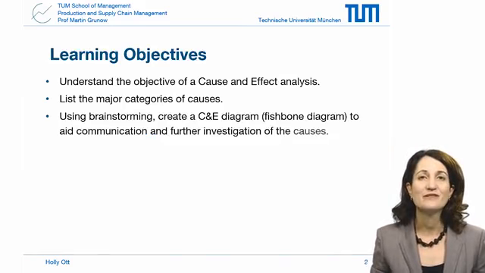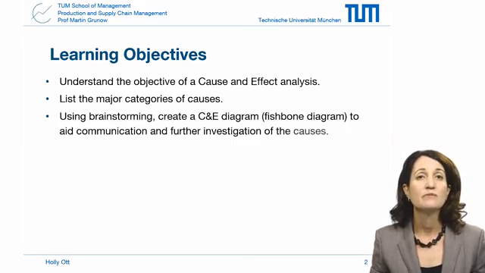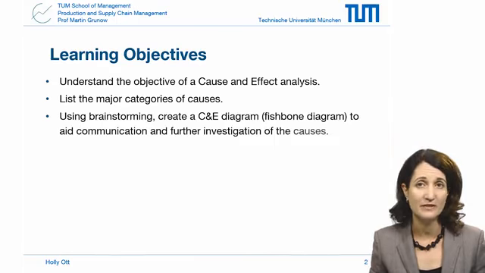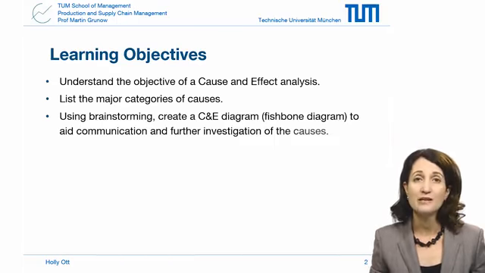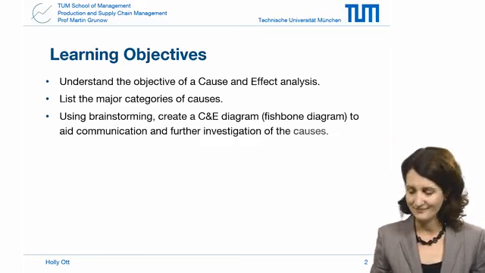The learning objectives for this session are to understand the objective of a cause and effect analysis in the context of the analyze phase in Six Sigma. We want to be able to list the major categories of causes used in a cause and effect analysis, and using brainstorming, be able to create a C&E diagram, also known as the fishbone diagram, which will then help to aid communication and to aid further investigation of the causes. And at the end of this lecture, we added a slide briefly about brainstorming.